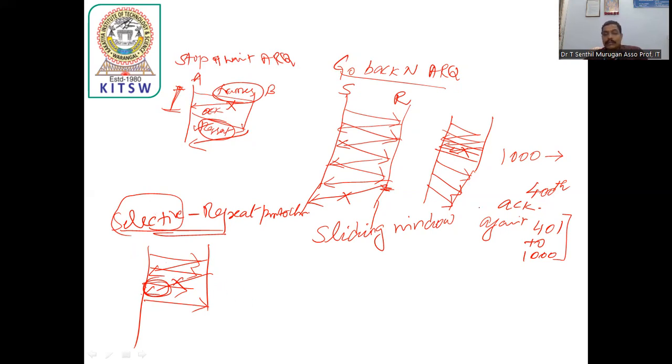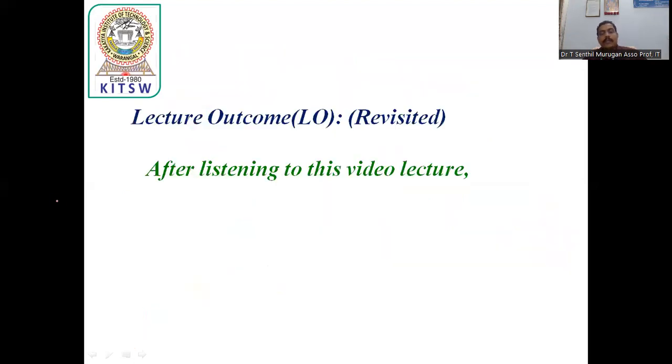So, for the same example, I sent 1,000 frames, but the 400th frame failed. But for 401 to 1,000 there is no problem. So instead of that, I am resending only the 400th frame. Okay. So that is the selective repeat protocol. Clear? So now we have discussed the noisy channel protocols and noiseless channel protocols.